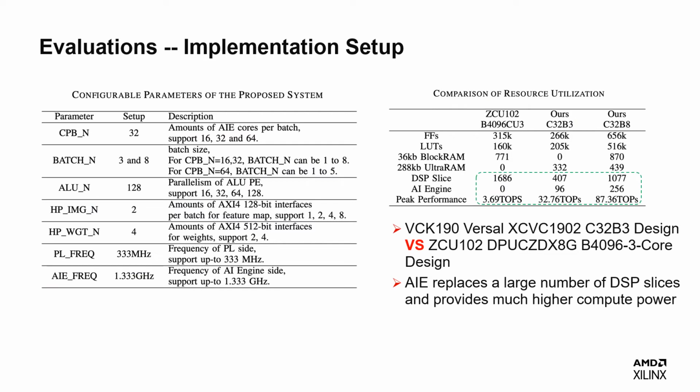As the evaluation section, here the left table summarizes the configurable parameters of the proposed scalable system and the selected values in this evaluation. The resource utilization is shown in the right table. We select the Xilinx B4096 3-core design implemented on the Xilinx ZCU102 as comparison. It can be seen that AAE replaces a large number of DSP slices and provides much higher compute power.